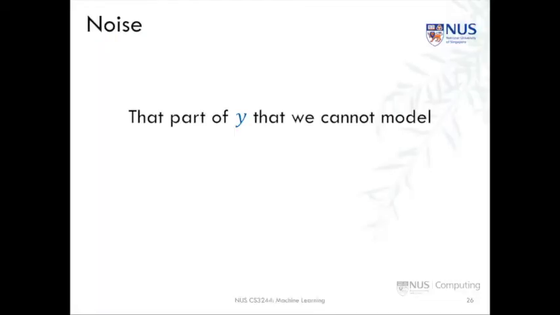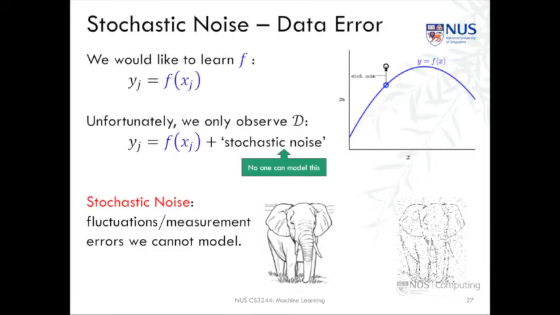We can think of noise as the part of the target function that we can't model. This is a brief explanation, but we need to uncover more details. We can start by thinking of it having two sources.